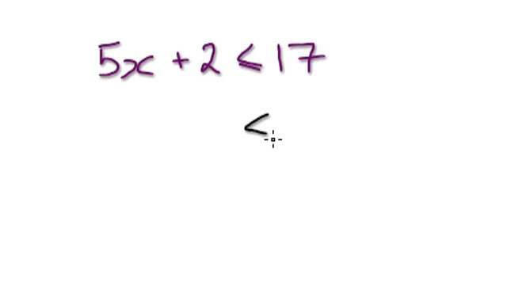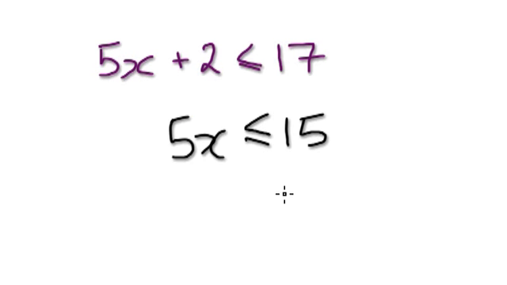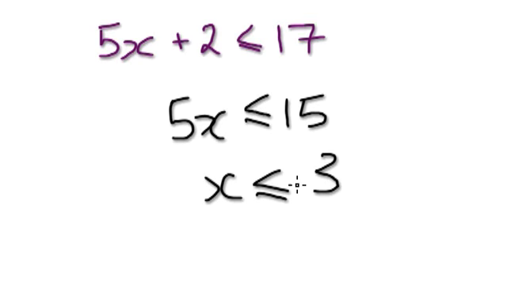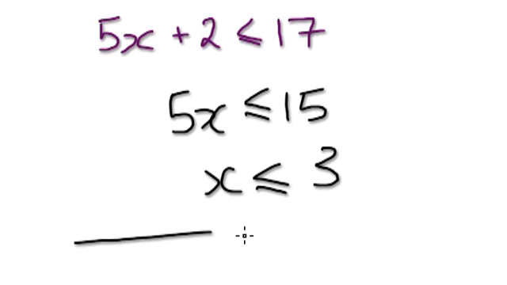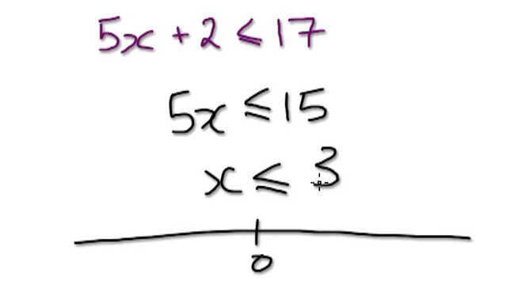So here, what do you want to do to both sides? Well, you want to get x on its own, so get rid of the 2. So take away 2 from both sides. So this will be this, and this will be 5x, and then divide both sides by 5. So x can be equal to or below 3. So your number line will look something like this.